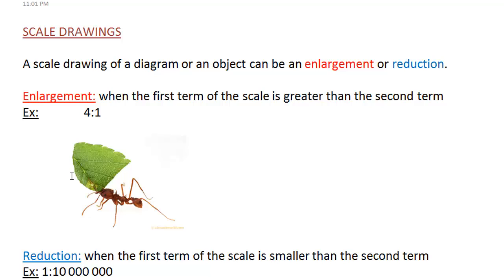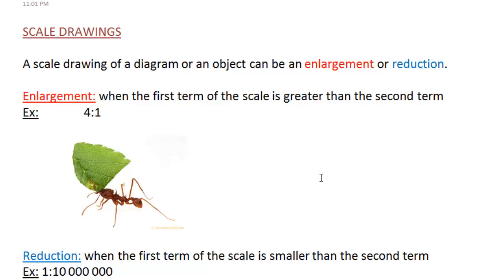And what about 4 to 1? That means if the length of this ant is 4 centimeters in the book, in reality it's only 1 centimeter. So that's why I need to enlarge the ant in a small book to make the picture clear for the students. So it's 4 centimeters in the book, but 1 centimeter in reality. And that's why we call it enlargement.